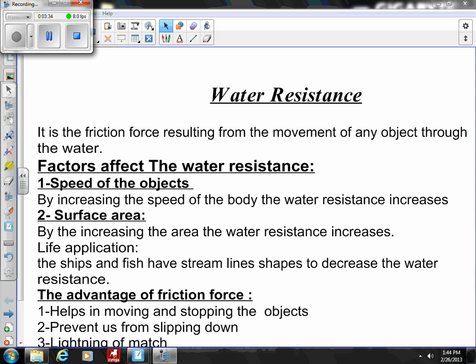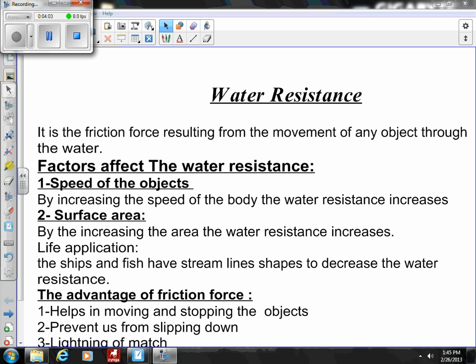How to apply this on the water resistance? Thank you, Salma. Sit. By increasing the surface area, what will happen to the water resistance? Hamad, increase. Yeah. By increasing the surface area, what will happen to the water resistance?